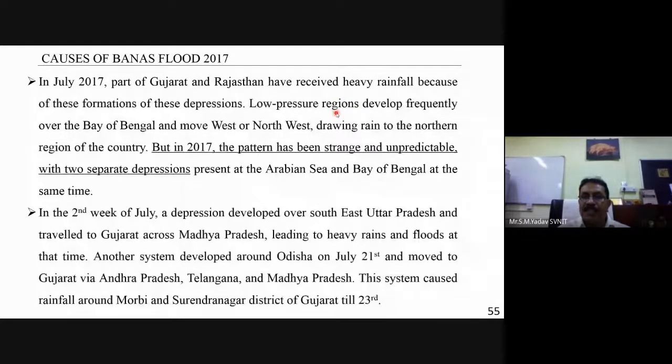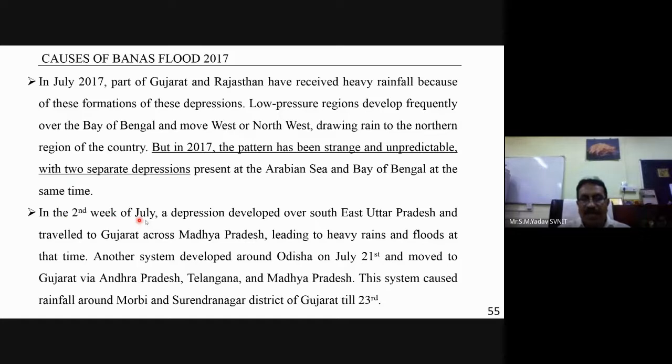Low pressure regions develop frequently over the Bay of Bengal and move west or northwest, drawing rain to the northern region of the country. But in 2017, the pattern was strange and unpredictable, with 2 separate depressions present at the Arabian Sea and Bay of Bengal at the same time. So the rain clouds approached from 2 sides, one from the Arabian Sea and another from the Bay of Bengal.